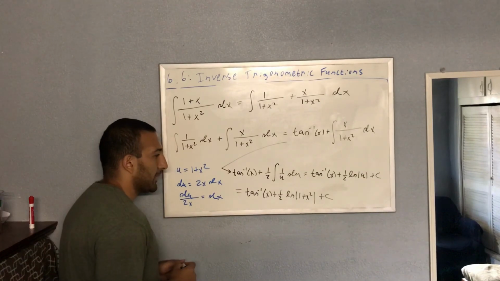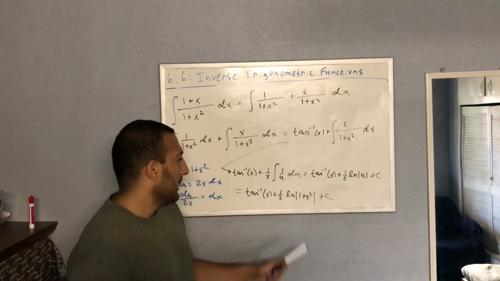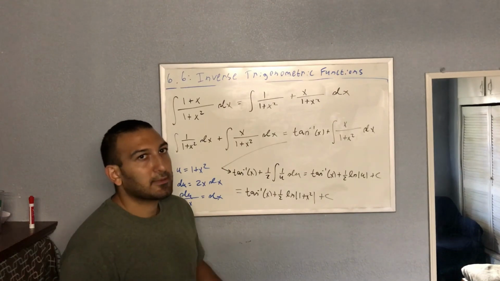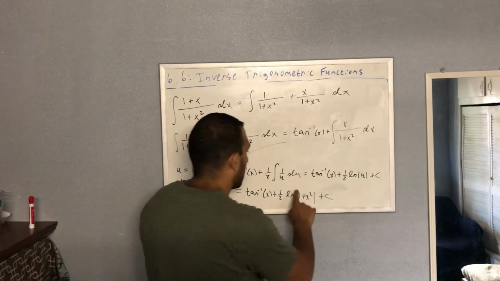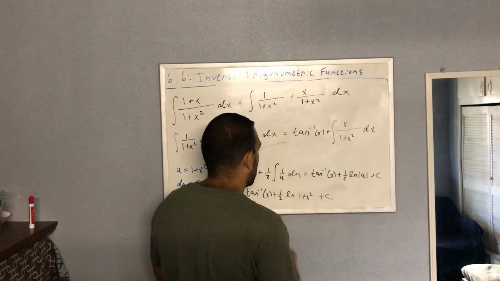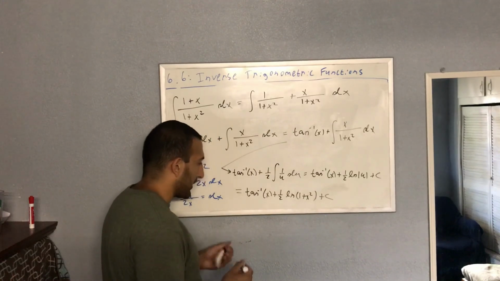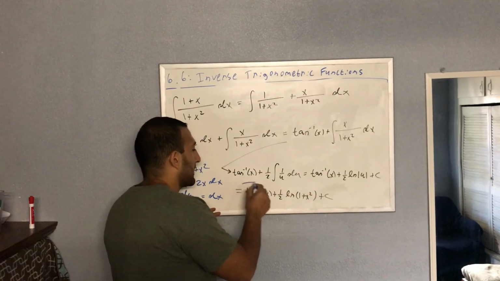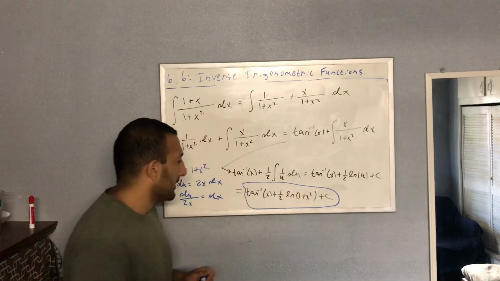But now if you think about it, 1 plus x squared is always a positive number, right? X squared is always positive, and if you add 1 to it, it's still going to be positive. So we can actually drop the absolute value symbol here. Just put that. And this will be the final answer. So this one was really nice. Used a lot of different stuff that we've talked about.